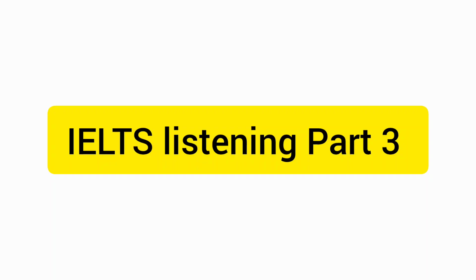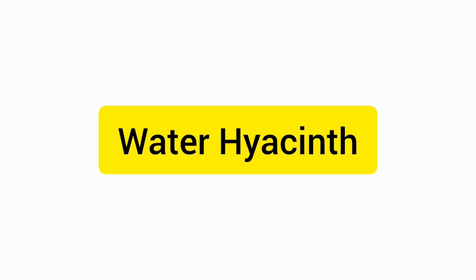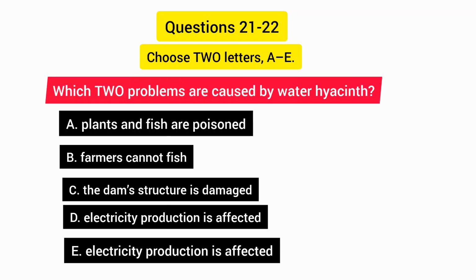Part 3. You will hear two students called Arya and John discussing the research on water hyacinths. First, you have some time to look at questions 21 to 26. Now, listen carefully and answer questions 21 to 26.